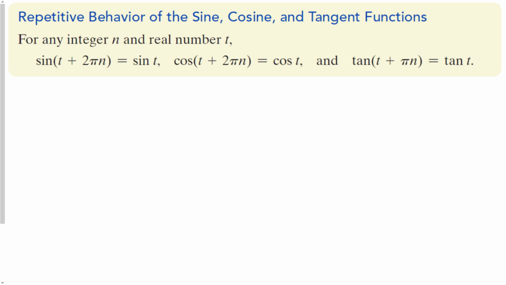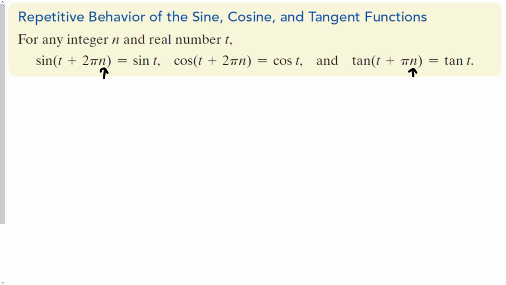And this repetitive behavior works for any number that I want to plug in there, positive or negative numbers. So I can add 2 pi, I can subtract 2 pi, the cosine and the sines are always going to be the same, and tangent, I could add pi or subtract pi, and it's always going to go back to the regular tangent.